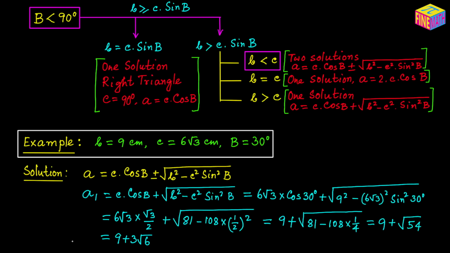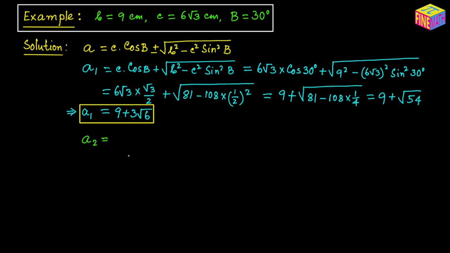There's going to be a smaller side length A and a larger side length A. So far we have calculated the larger side length A and we are calling it A sub 1. Next we are going to calculate the smaller side length A. Let's call it A sub 2. Now what will be the value of A sub 2?